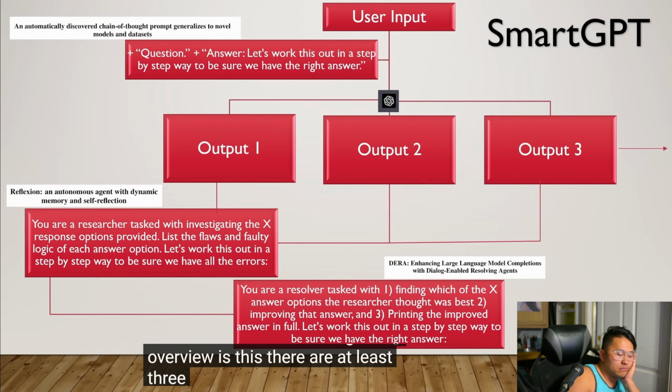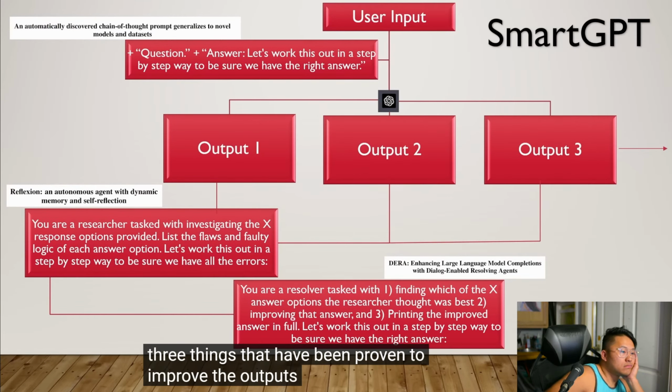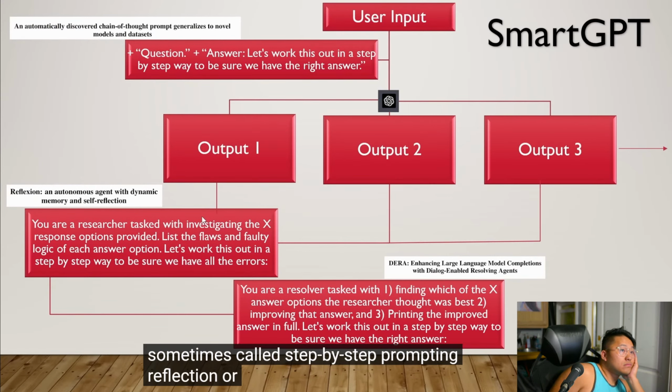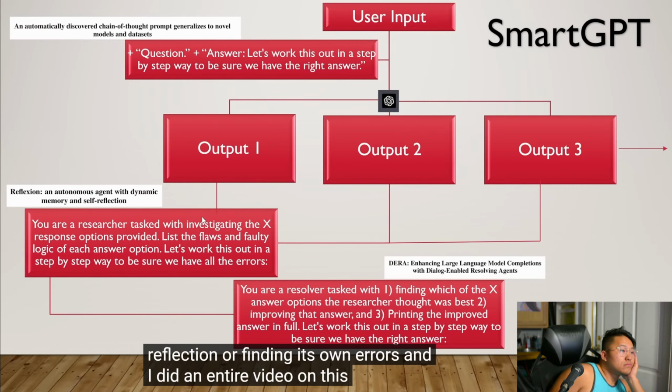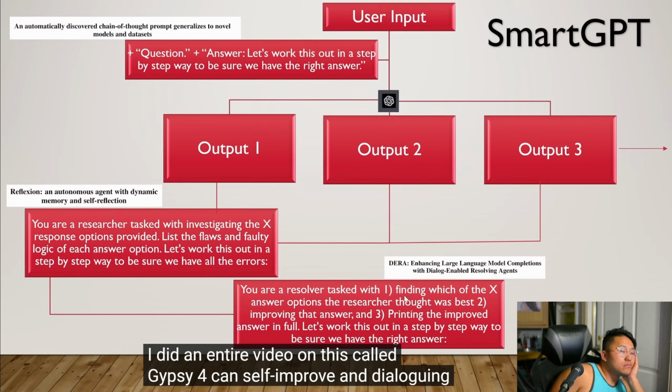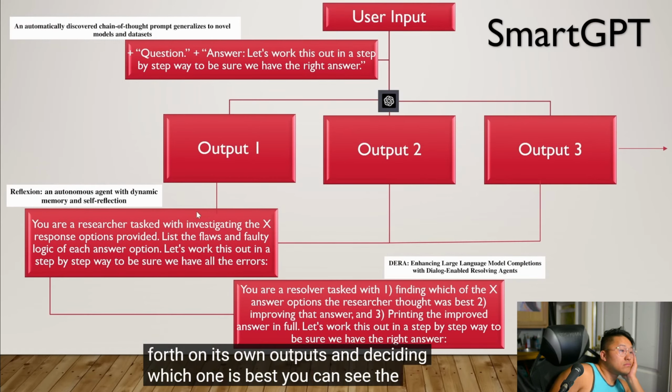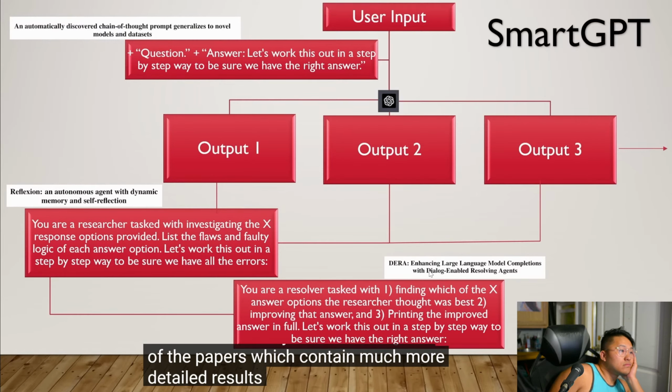There are at least 3 things that have been proven to improve the outputs of GPT-4. What's called chain of thought prompting, sometimes called step-by-step prompting, reflection, or finding its own errors, and I did an entire video on this called GPT-4 Can Self-Improve, and dialoguing with itself, entering into a back and forth on its own outputs and deciding which one is best. You can see the title of the papers, which contain much more detailed results, of course, linked above.